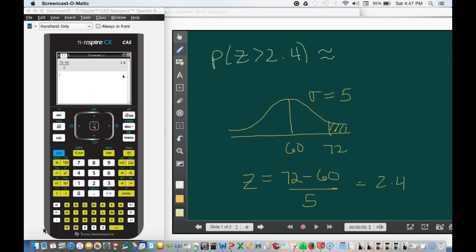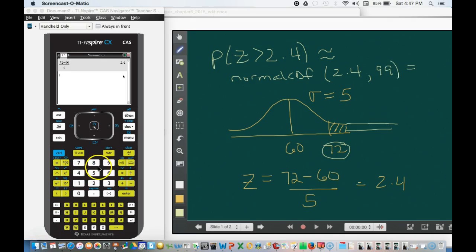In order to do this, because we're finding a percent, I want you to remember that expression: it's normal to find a percent. So we're going to do normal CDF on your calculator. The left bound is the z-score of the score all the way to the left of the shaded region, which in our case is 2.4. The right bound is the right end of the shaded region, which in this case goes on forever, or in standard deviations we'll call it 99.